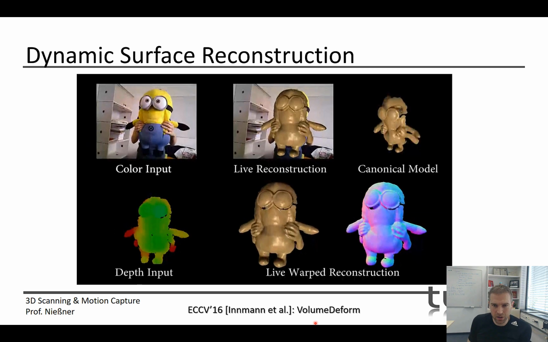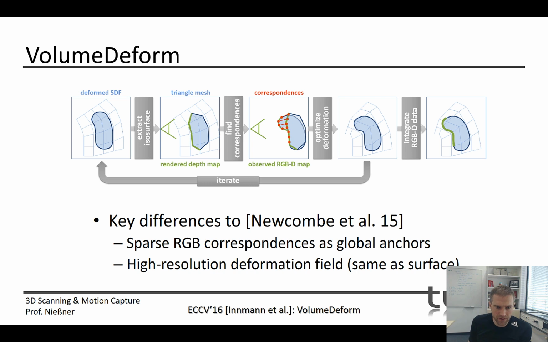Okay, so yeah, there's a bunch of these key differences, right? So there's a high resolution deformation field that is on a regular grid, optimized with RUP. It's based on a bunch of sparse SIFT correspondences, and these global anchors, they stabilize the whole thing a lot better.